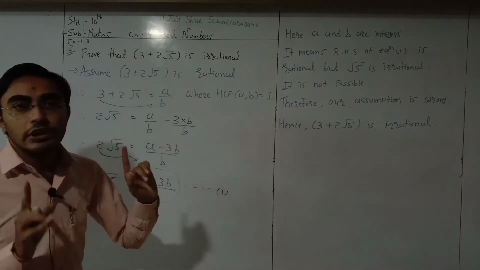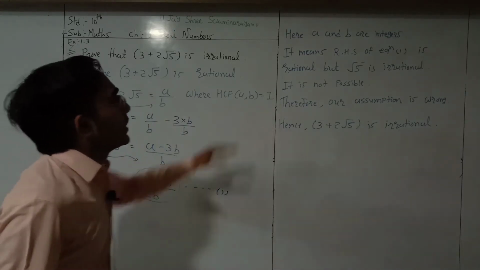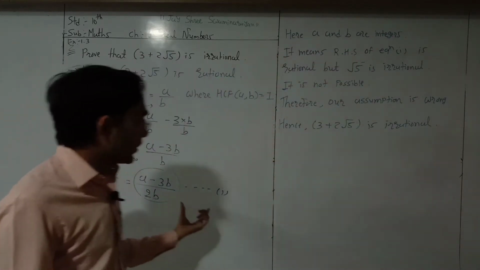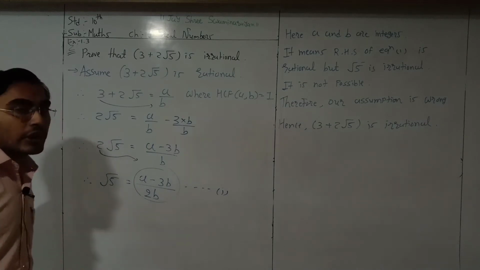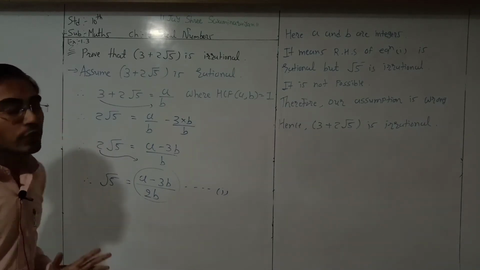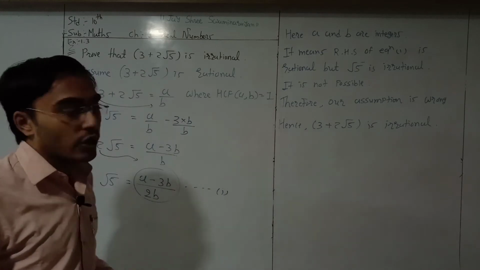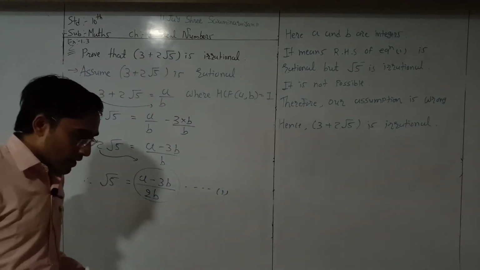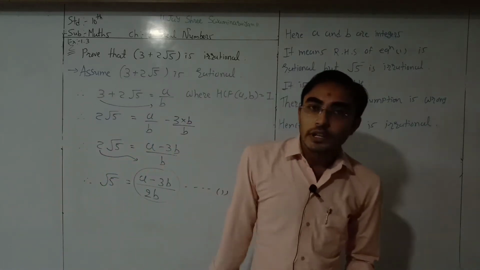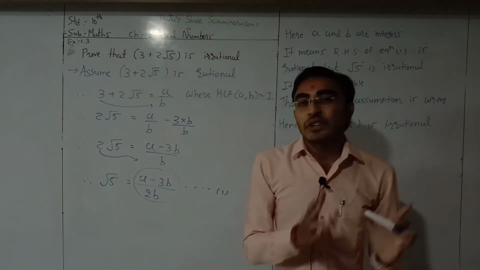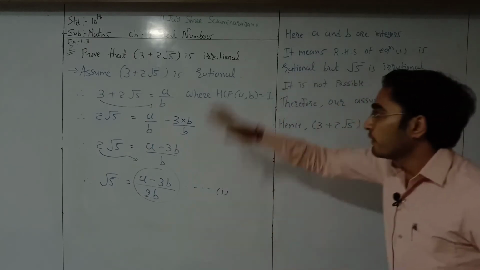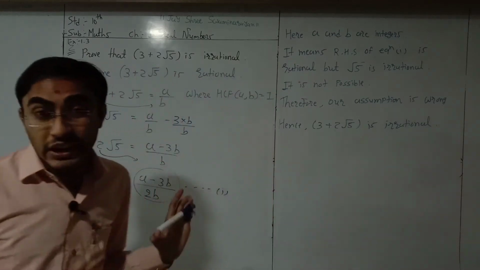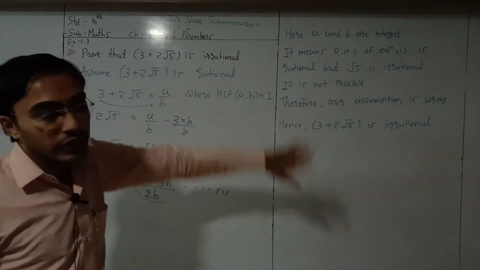Here we need to give equation number 1, and here a and b are integers. Here our right hand side is a rational number, but our left hand side is an irrational number, so this is not possible. It means our assumption is wrong. Hence 3 plus 2 under root 5 is irrational. Okay. One more thing, if this question is asked in 1 or 2 marks, then we need to write up to these steps. If this question is asked in 1 or 2 marks, then we need to write this answer.